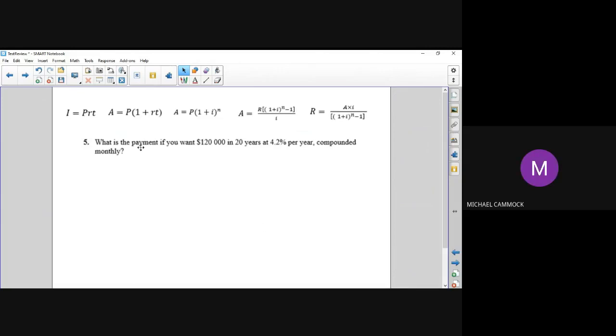When you see payment, it almost definitely is an annuity, because what you're doing is putting in a certain amount of money every month for 20 years, so that at the end of 20 years, you're going to have $120,000. So this is an annuity. So the question now is, is it the first or the second annuity?